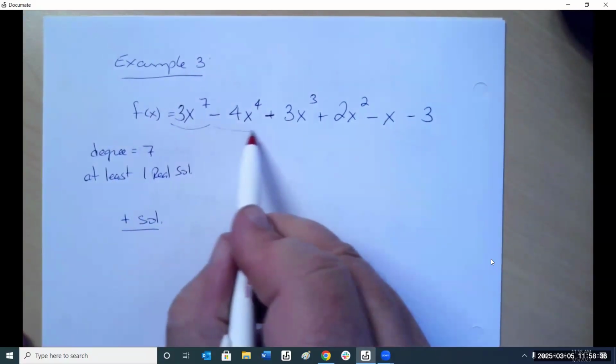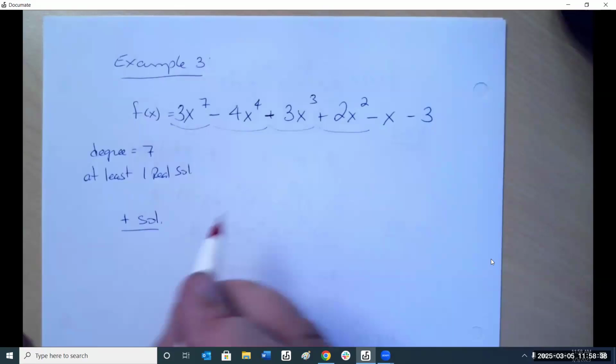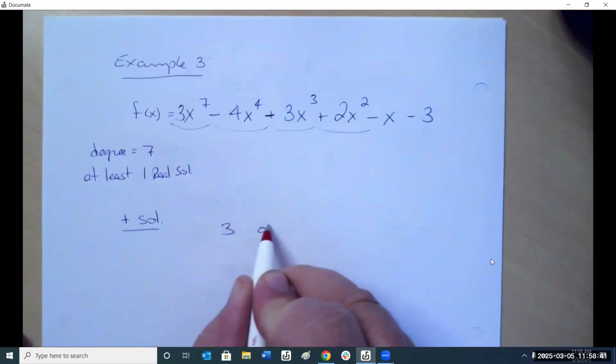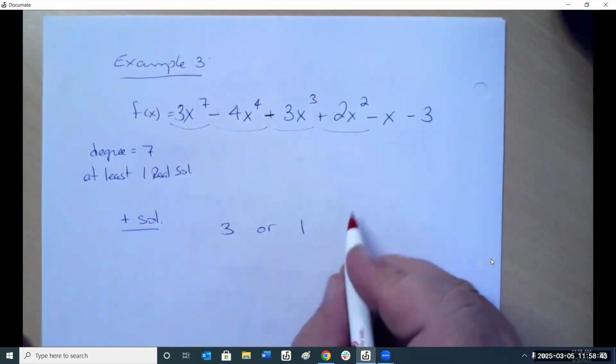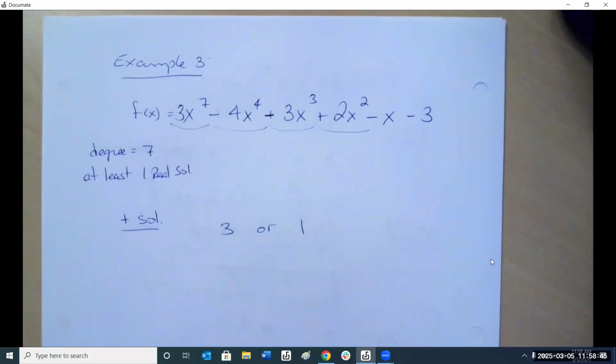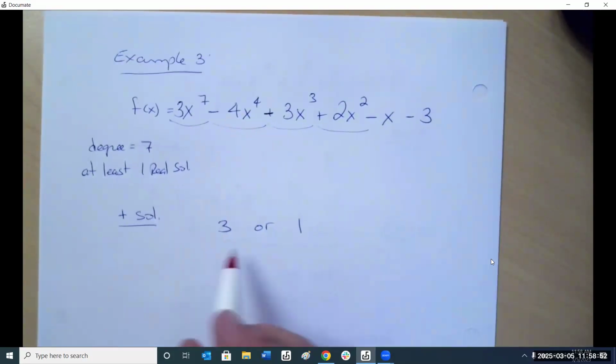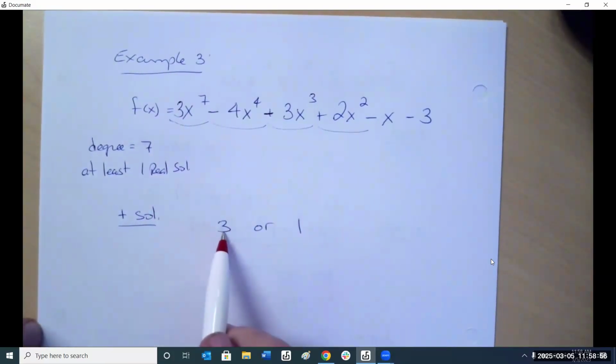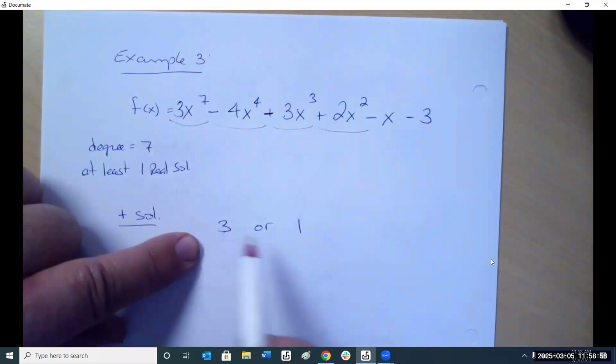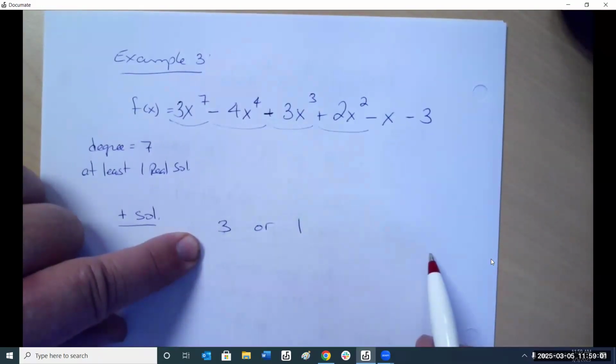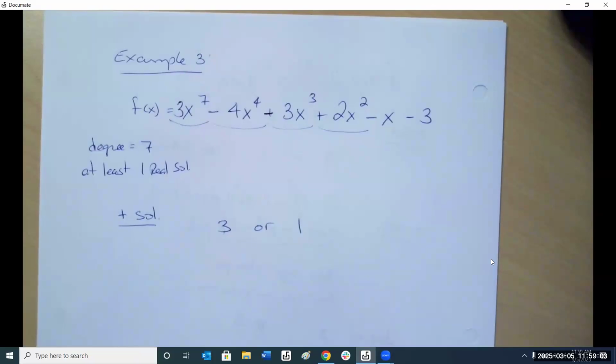There are 3 sign changes. So it could be 3 or 1 positive solutions, because remember, you also always have to factor in conjugate pairs. That's why you subtract by 2. Whatever you have, keep on subtracting 2 until you can't anymore. If it was 8, then we have 8, 6, 4, 2, 0.